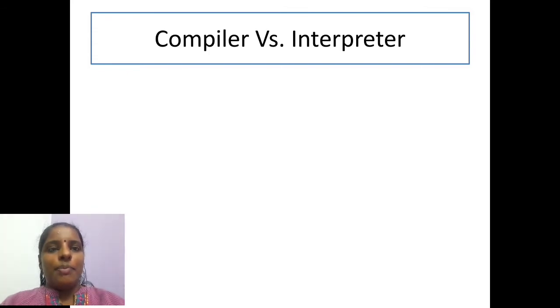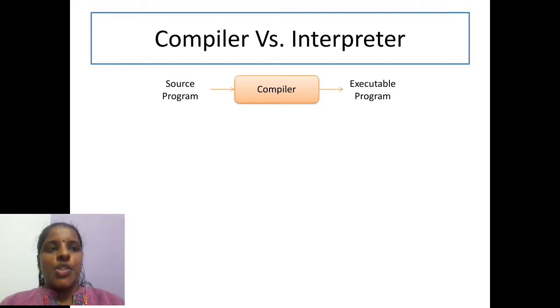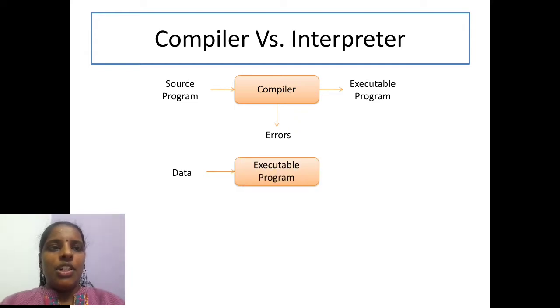Let's see a comparison between a compiler and an interpreter. The source program is read by the compiler and it produces an executable program. Also it reports the errors present in the source program. The data are then given to, or read by, the executable program and the desired output is produced. This happens in the compiler.